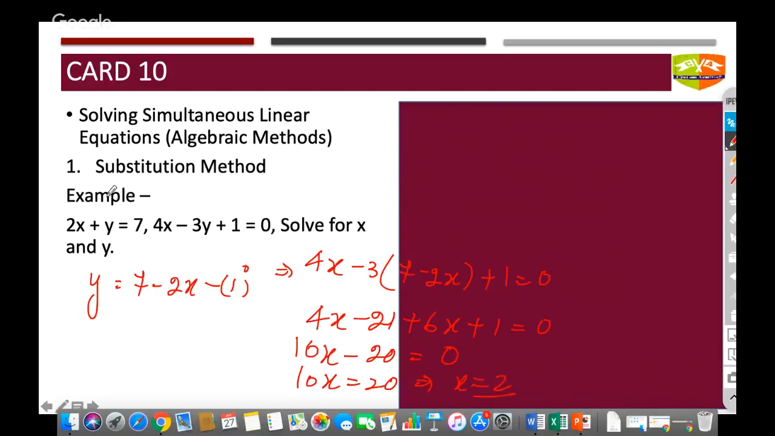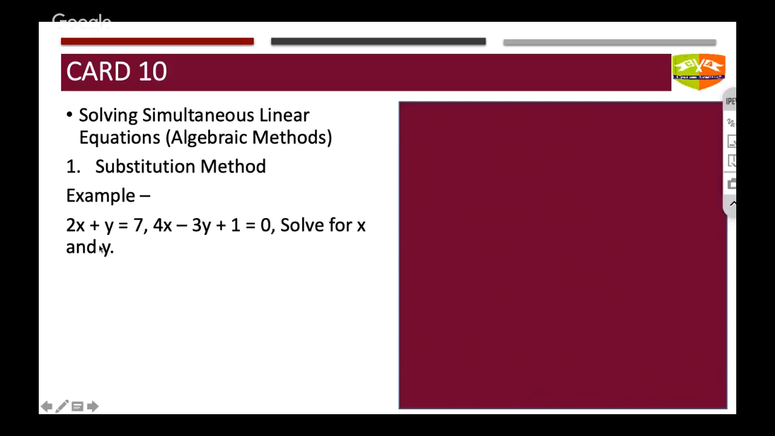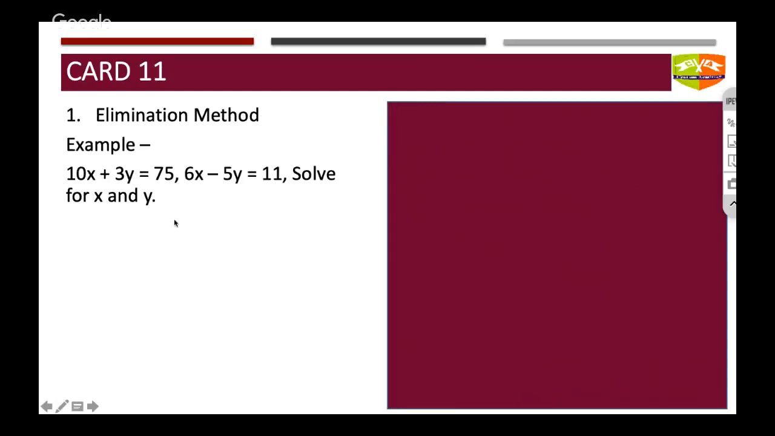Now if x is equal to 2, I'll put it in this equation. So 7 minus 2 into 2 is equal to 7 minus 4, which is equal to 3. So y is equal to 3. So this is how you have to solve by the substitution method. What I did was I found the value of y here, then I put the value of y in the second equation, found the value of x, and then by finding the value of x, I found the value of y once again.